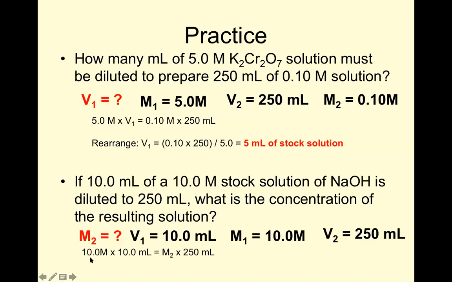Again, I'm going to plug in 10 molar times 10 milliliters. So starting concentration times starting volume is equal to ending concentration times ending volume. We want to rearrange to solve for M2. So M2 is going to be 10 times 10, that's 100, divided by 250. We want to get rid of that 250, which is going to be 0.4 molar of diluted solution.